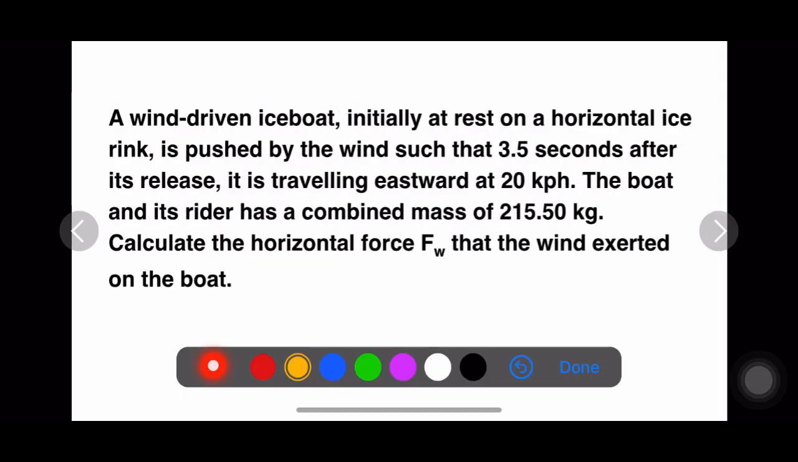Now let's go to the second problem. We have here a wind-driven ice boat initially at rest. Okay, take note, initially at rest, therefore the initial velocity is 0. On a horizontal ice rink, it is pushed by the wind. So there is an external force exerted by the wind.